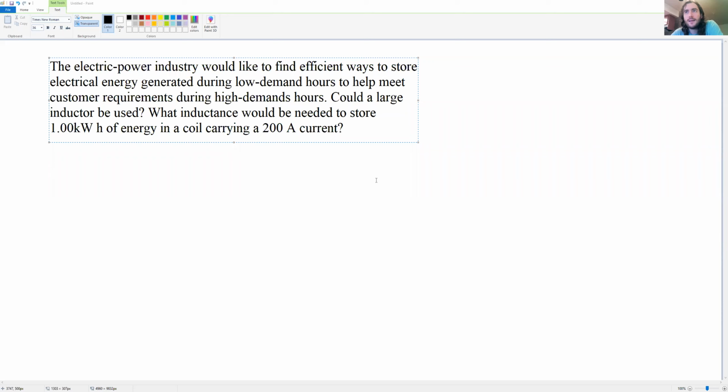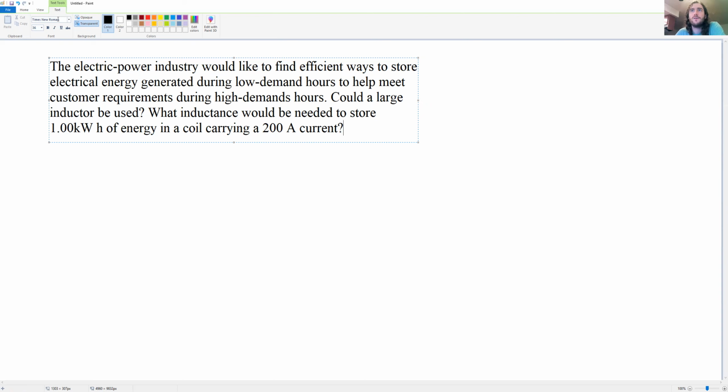Okay, so we're back. We have an example problem here. The question is, the electric power industry would like to find efficient ways to store electrical energy generated during low demand hours to help meet customer requirements during high demand hours. Could a large inductor be used? What inductance would be needed to store 1 kilowatt hour of energy in a coil carrying a 200 amp current?